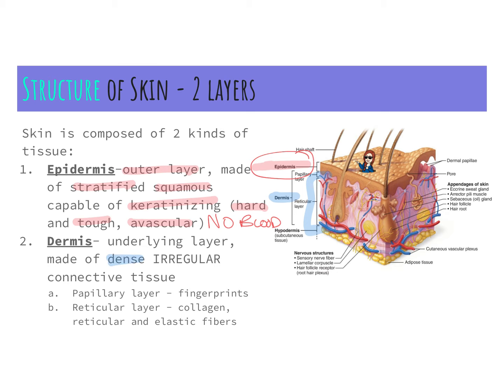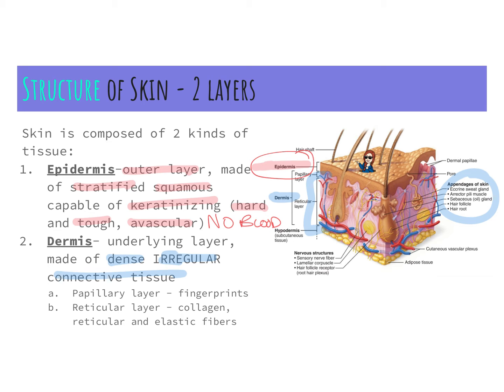This is made of dense, irregular connective tissue, so a little bit different than the dense, regular connective tissue we talked about in the beginning of the unit. You can see this is where the appendages of skin are located, which we'll talk about a little bit later. So there's a lot going on in there. You see hair follicles, you see sweat glands, oil glands, nerve endings, blood vessels. So a lot going on in there.